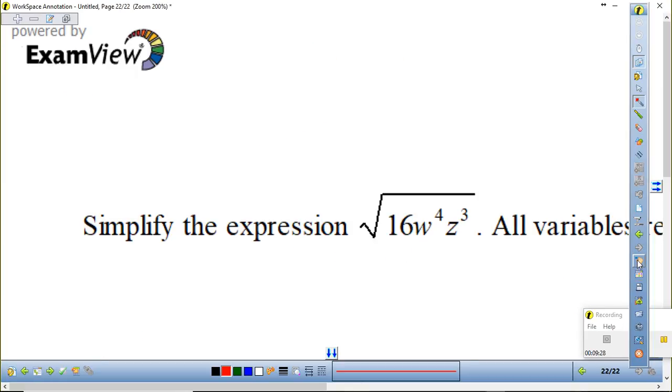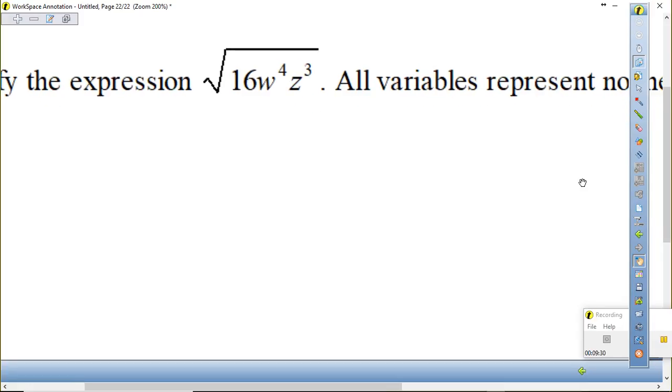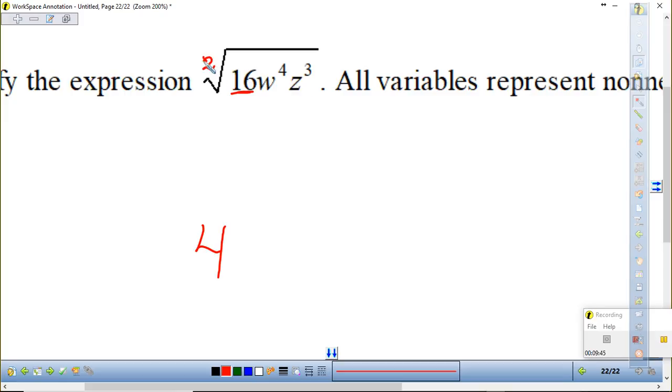Simplify the expression. Here it goes. I start with the number. What is square root of 16? 4. So I'm done with 16. I'm going to go to the next one. As soon as I get started with the variables, remember to write the index outside. Because what happens to the exponents on the variables with the index? You divide. So what is 4 divided by 2? 2. So we're left with w to the 2nd. We're done with this one.